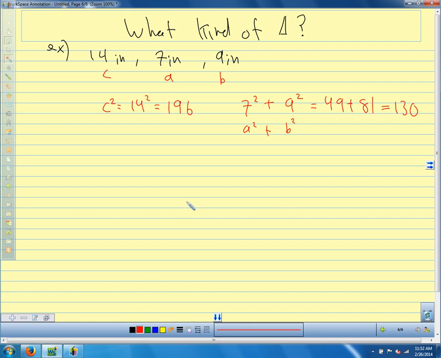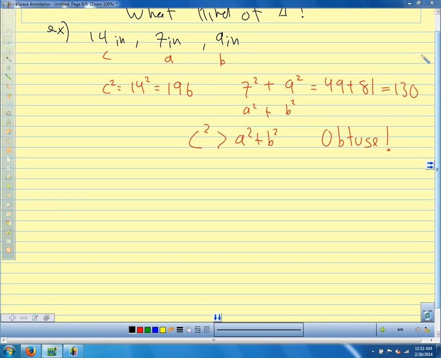So this tells us, is C squared larger or smaller? C squared is larger than A squared plus B squared. So what kind of triangle do we have? Obtuse. C squared is bigger. So our triangle is obtuse. So going back to the Pythagorean triple, because these three whole numbers do not work in the Pythagorean theorem, they would not be a Pythagorean triple.